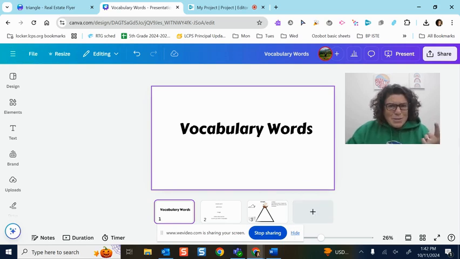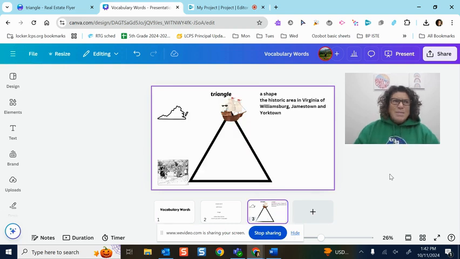And since I've only learned one, that triangle, that's the one I'm focused on. But I was thinking about it because I know kindergarten talks about triangles, but so does fourth grade. Not sure if you got into Jamestown yet, but you're going to learn about the historic triangle of Virginia that has Jamestown, Yorktown, and Williamsburg all in one spot. So on the screen here, you see that there is the word. There's two definitions. Triangle is a shape, and it's the historic area in Virginia.